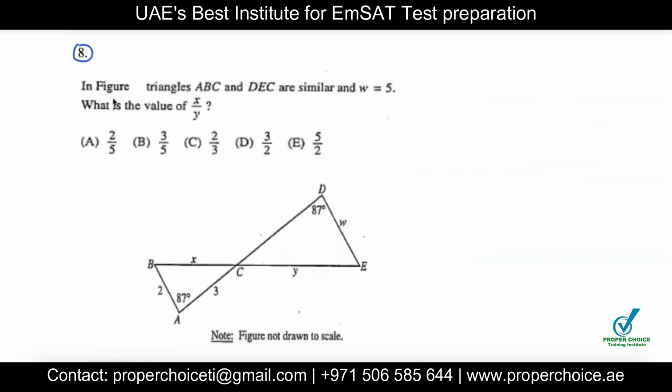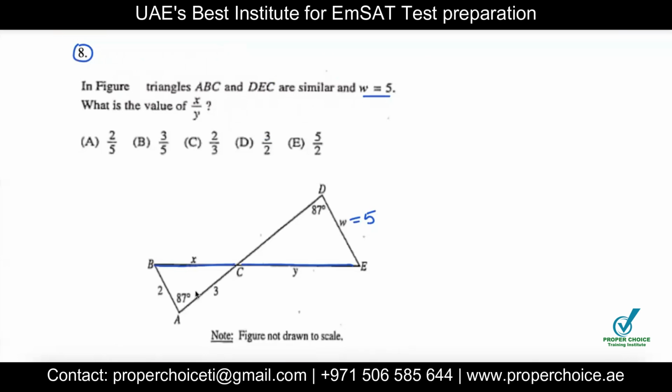Let's work on question number 8. In the figure, triangles ABC and DEC are similar and W is equal to 5. So this is going to be 5. They ask, what is the value of X divided by Y? Where is X? Here. And where is Y? Here. Now you can see that they clearly mention the triangles are similar.